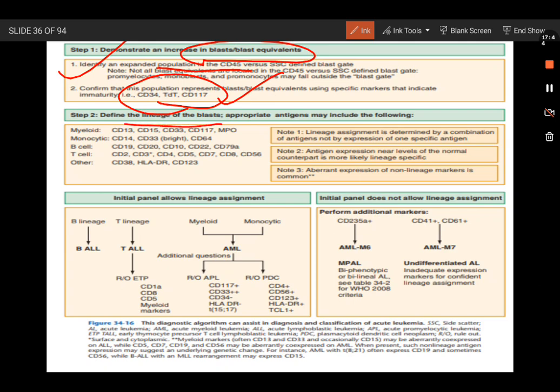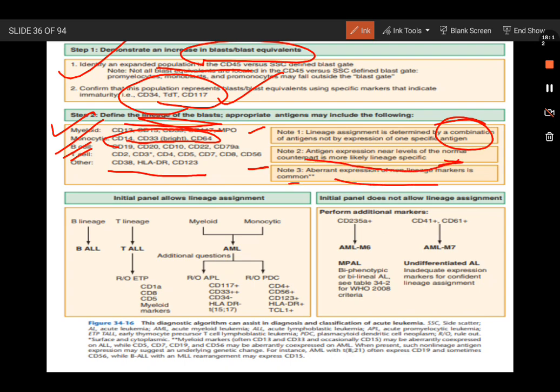Then you want to see the lineage. For myeloid we have CD13, CD15, CD33, CD117 and MPO. For monocytic, CD14 and CD64 are classic, but also CD33. For B cell, CD19, CD20, CD10, CD22 and CD79A. For T cell, CD2, 3, 4, 5, 7, 8, 56, and others are CD38, HLA-DR, CD123. Lineage assignment is determined by a combination of antigens, not by expression of one specific antigen. Antigen expression near levels of the normal counterpart is more likely lineage specific.